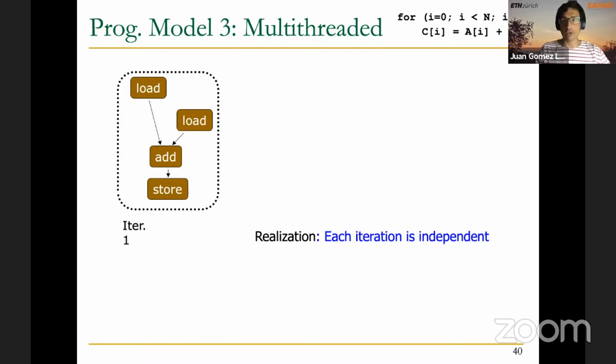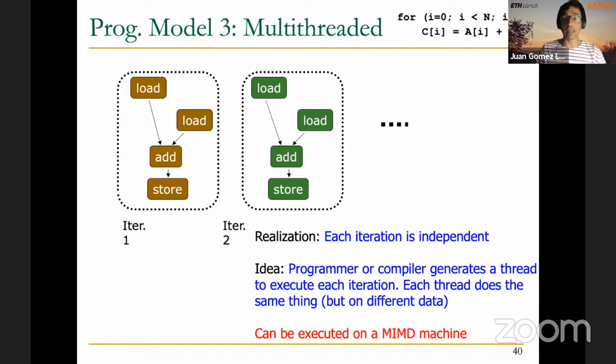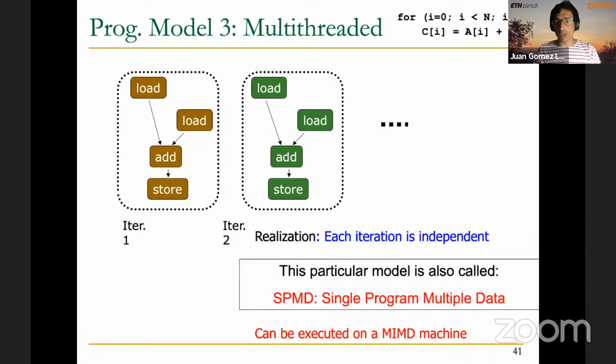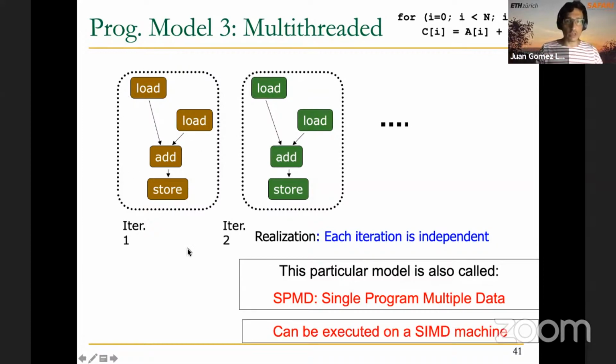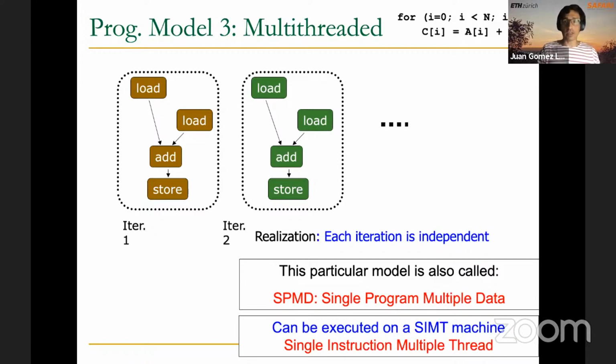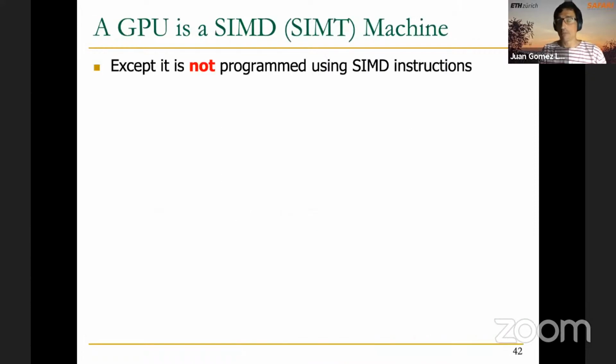Again, the realization is the same as in the vector processors or SIMD processors, that each iteration is independent, but now the difference is that we are not creating vector instructions here. We are creating different threads of execution. I gave you the example of multi-cores, which are probably the best example these days of a MIMD machine. This programming model can also be called single program multiple data, because notice that we have a single program, each individual thread executes this program, but each individual thread is operating on different data elements, right? This is what is called, as I said, SPMD, also called SIMT, because SIMT comes from SIMD, single instruction multiple thread, comes from single instruction multiple data, because they are essentially the same.